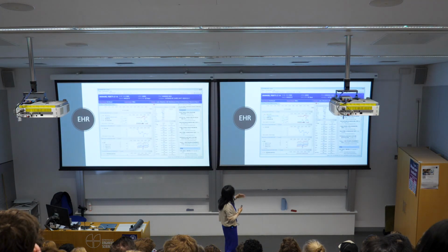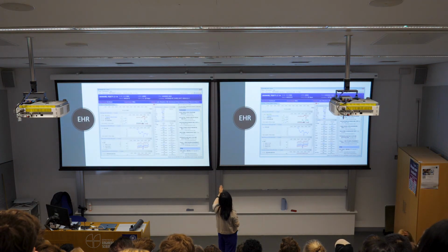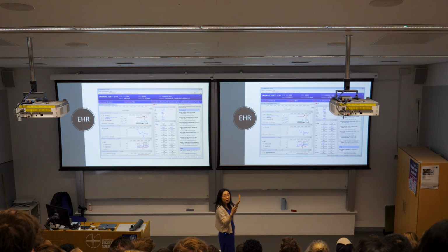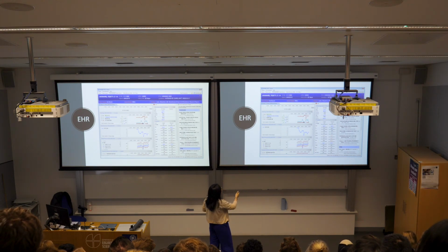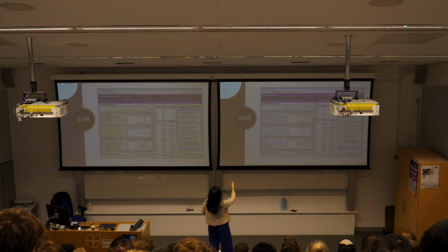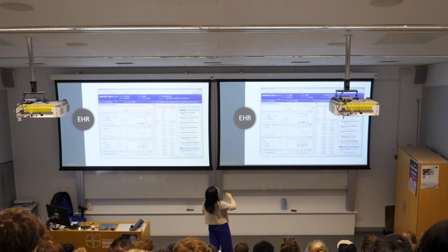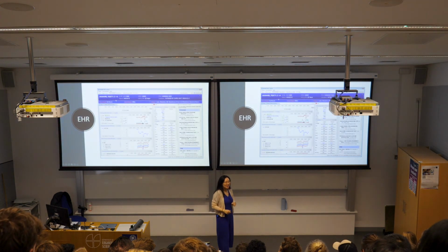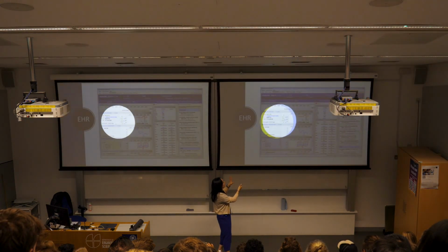And this picture shows what an electronic health record system looks like. It has a lot of information. As you can see, the mouse, that's interesting. Never mind. So, highlight for real.